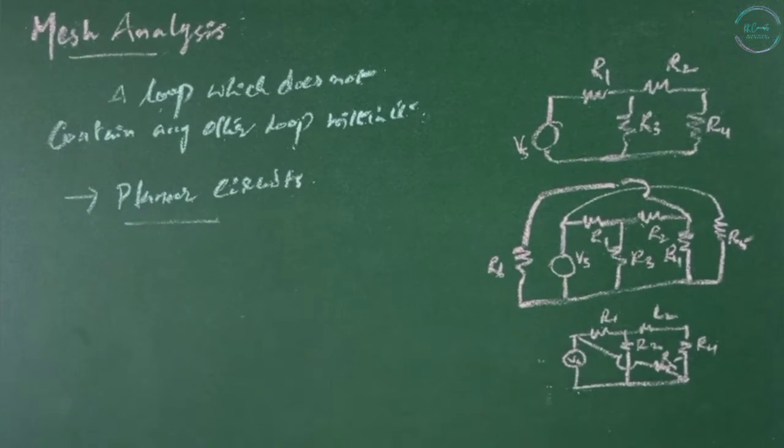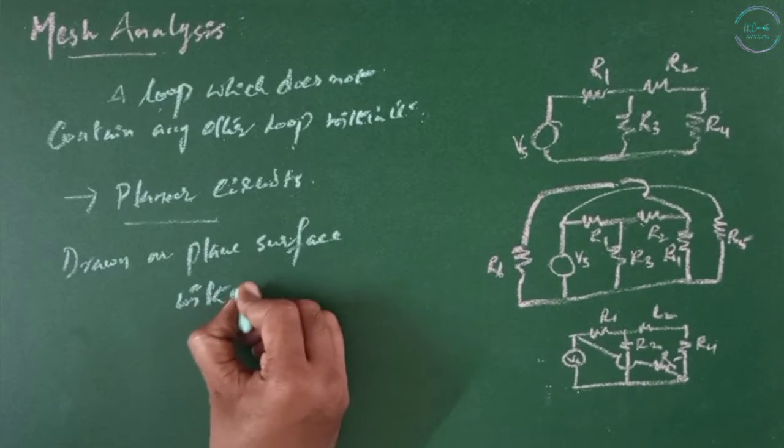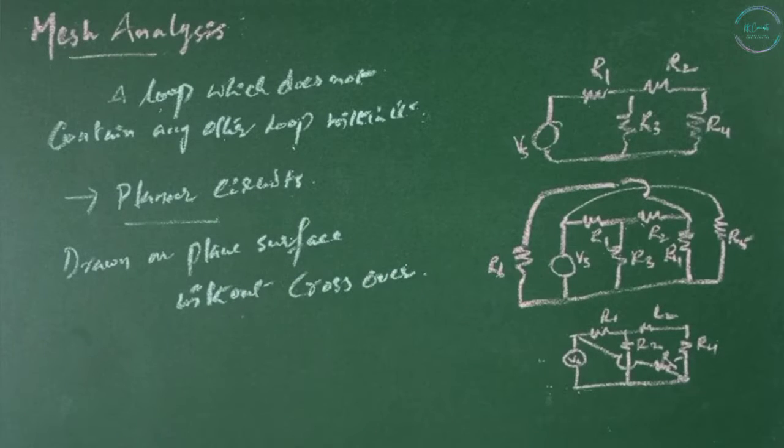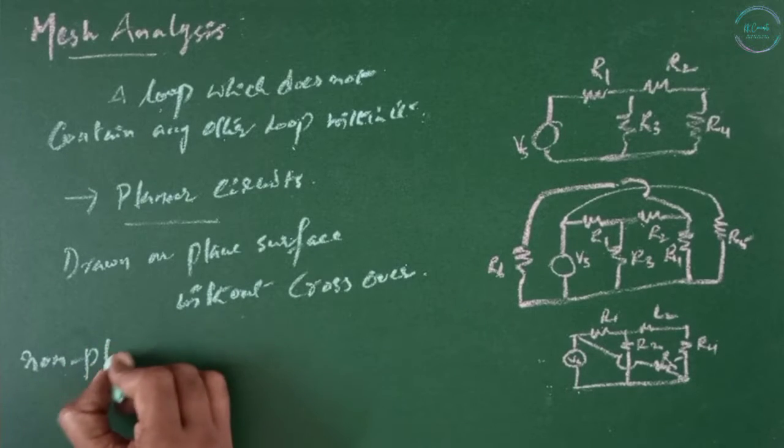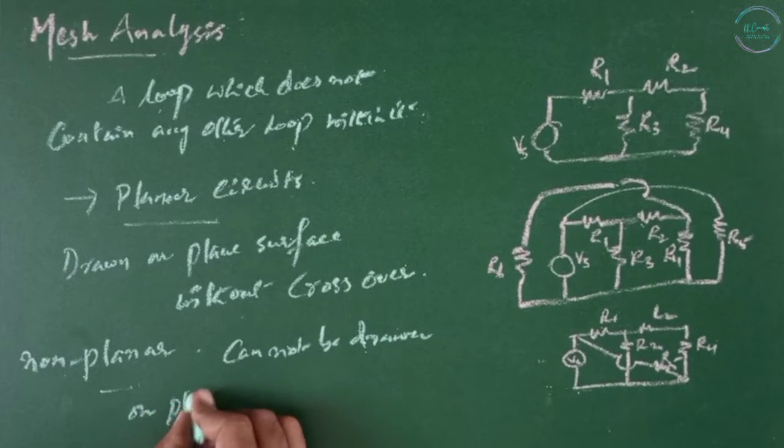So what is a planar circuit? A circuit is said to be planar if it can be drawn on a plane surface without crossover. So we can apply mesh analysis only for planar circuits. And a non-planar circuit is one that cannot be drawn on a plane without crossover.